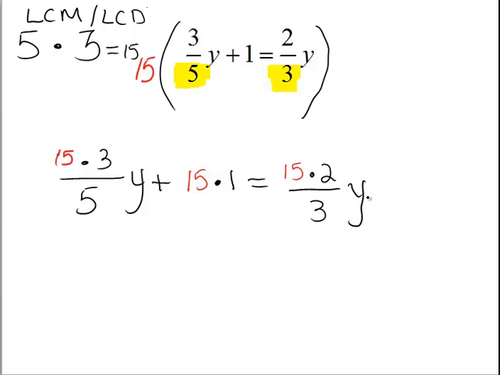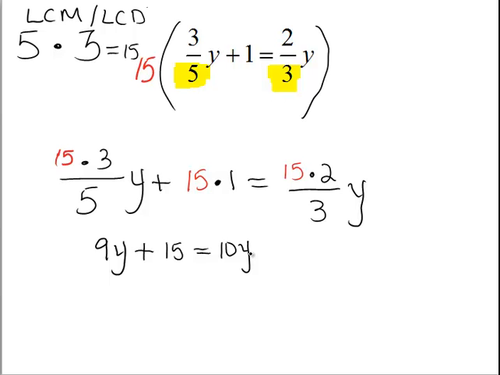Now that we've done this, all we have to do is solve the equation, but we'll start by simplifying what we've been given. So we have 15 times 3, which we know to be 45. And 45 divided by 5 is 9. So we have 9y. Plus 15 times 1, we know to be 15, equals 15 times 2 is 30. And 30 divided by 3 is 10. So this becomes 10y.